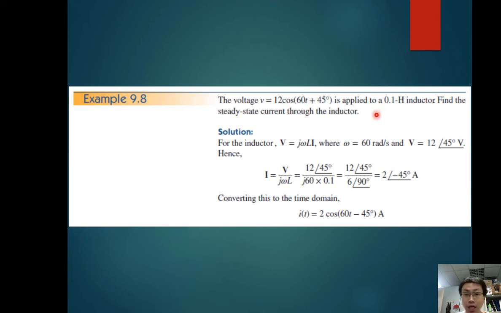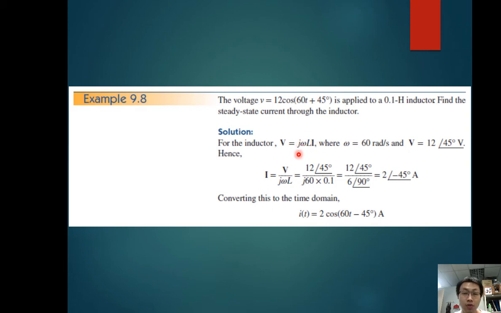So this is an inductor. What formula we need to use? V equals j omega L i, where omega is 60, right? And V, I change this one to polar form. I copy 12 cos with an angle of 40 degrees like this. Then I substitute, I move the V here. Sorry, I should say it like that.